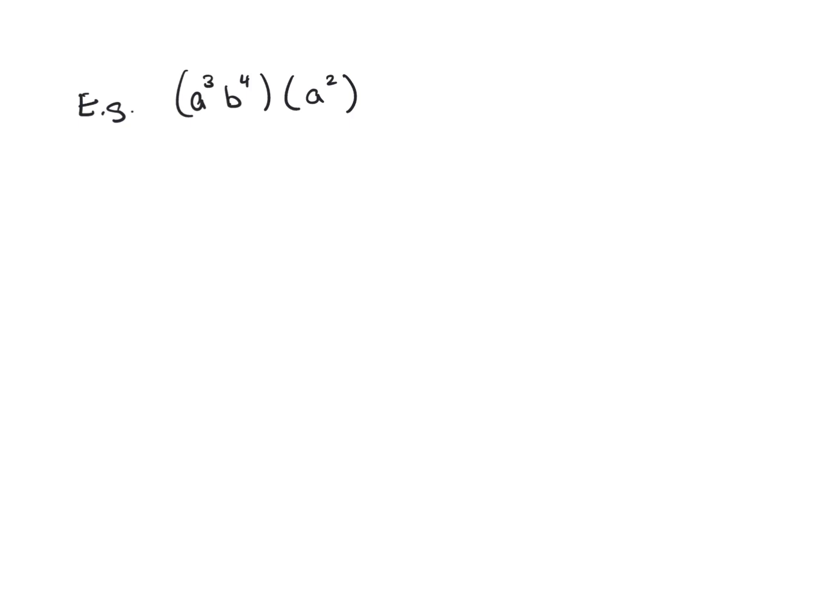Okay, so this is a little bit trickier. It looks like we have 2 things multiplied together, but we can actually visualize this as 3 powers multiplied together, because that first bracket is really 2 powers multiplied together: a cubed times b to the 4. And then we have this a squared afterwards. So we can really visualize this as 3 powers multiplied together. Now, do these powers have the same base?